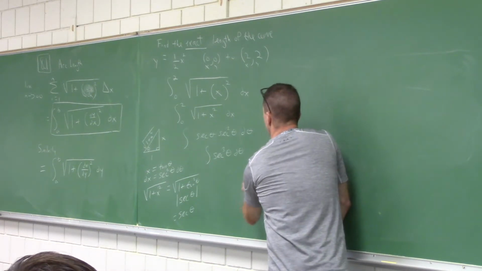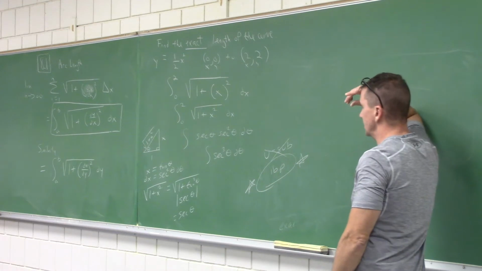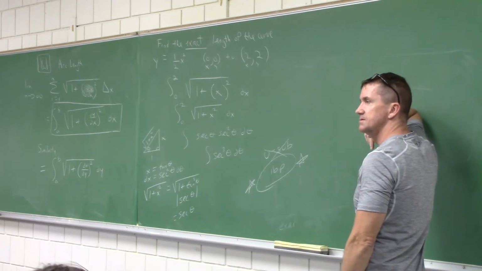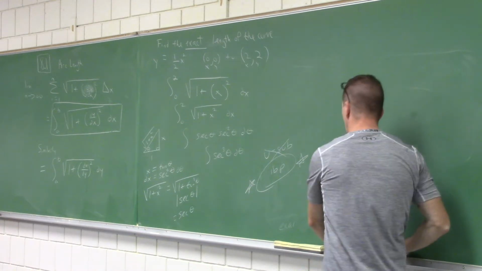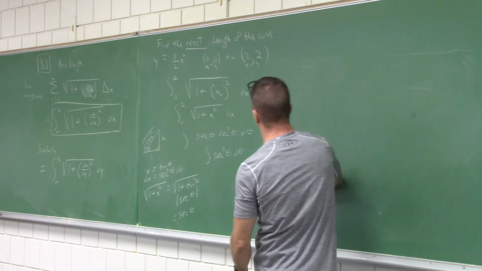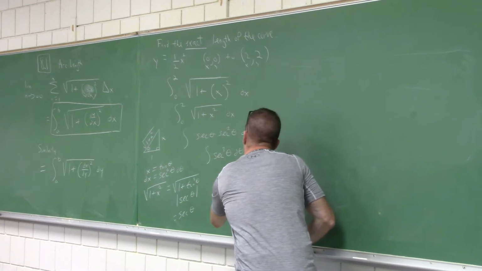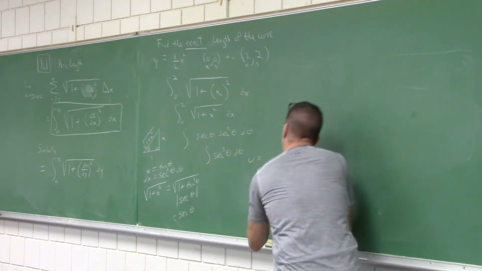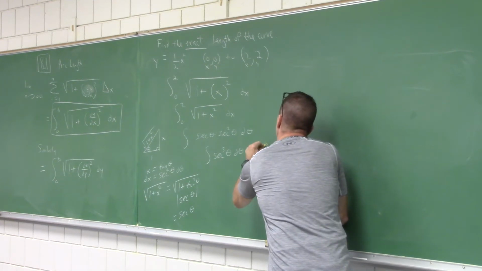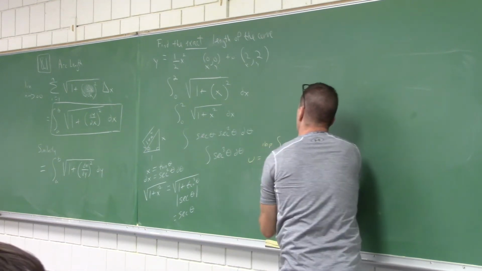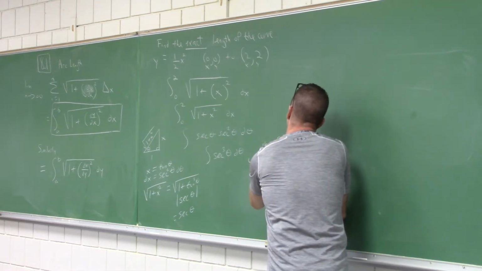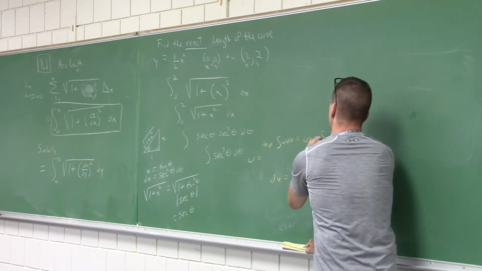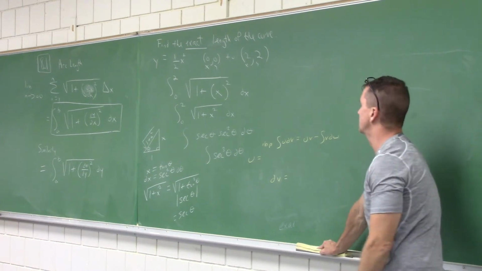Let's give this a shot. We're trying to integrate secant cube theta. Let's try integration by parts. I'll just change colors. Off this integral, let's let u equal something and let dv equal something, and we're going to apply integration by parts, where the integral of u dv equals uv minus the integral of v du.